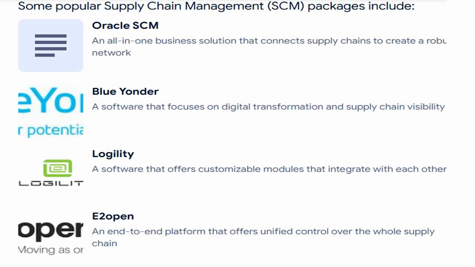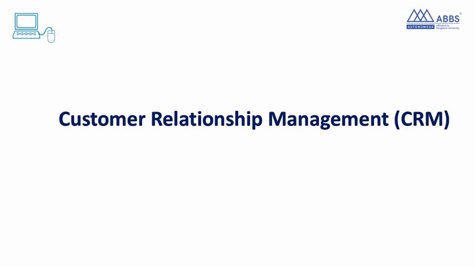Having understood so much about supply chain management, let us now know some of the most popular supply chain management packages available. Oracle SCM, which is an all-in-one business solution that connects supply chains to create a robust network. Blue Yonder, Logility, E2open, and there might be many other supply chain management software which are quite popular, and these days some of the medium and small enterprises are also embracing supply chain management application tools. Now let us move on to the next topic for the session, customer relationship management.